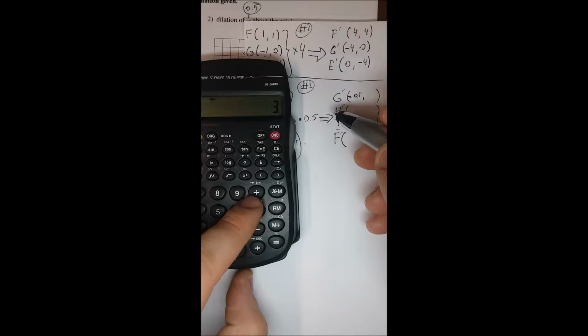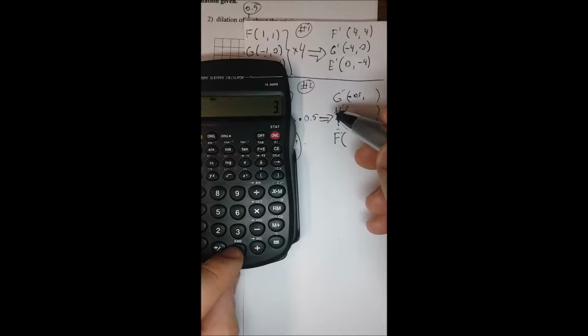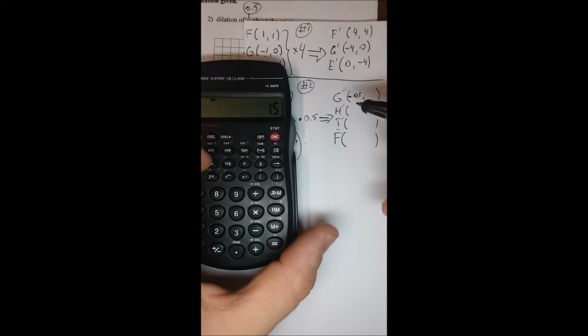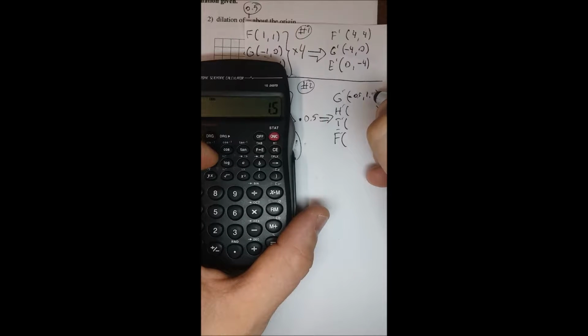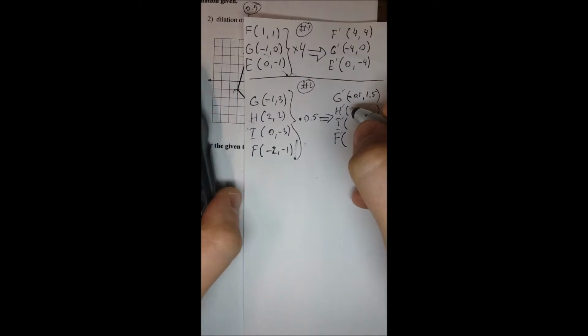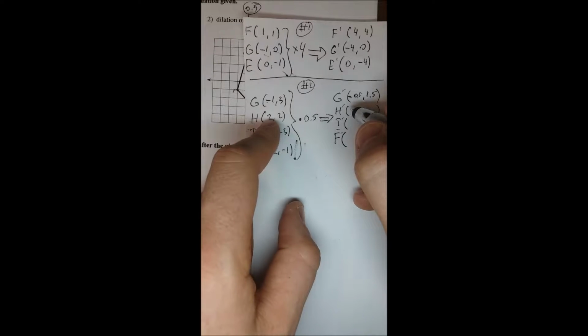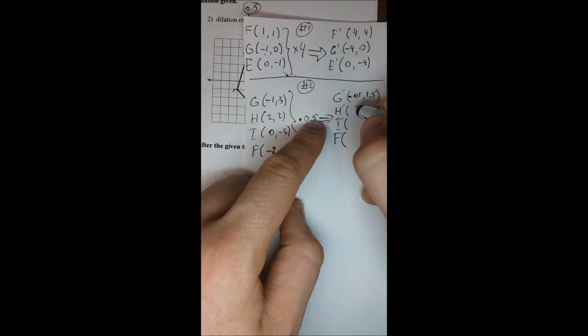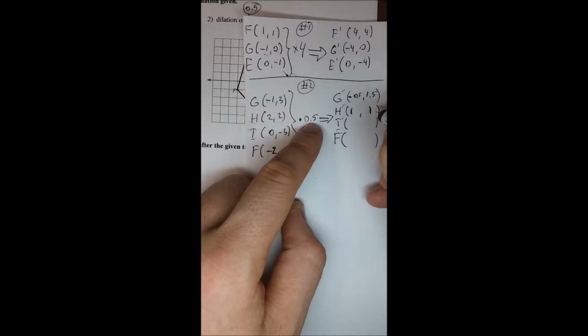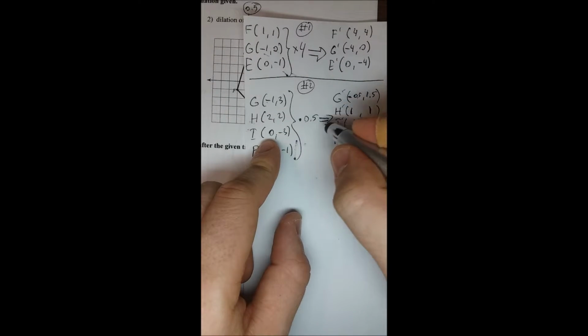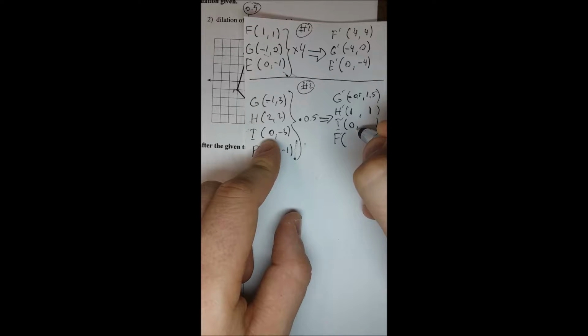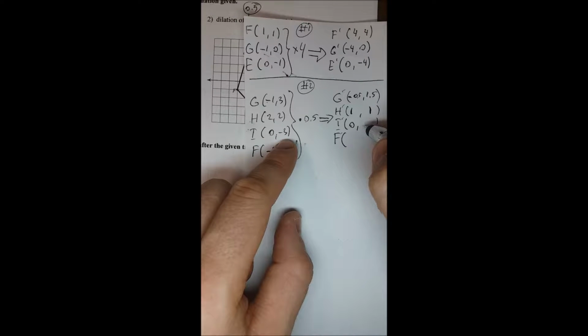3 times 0.5. The answer is 1.5. So I'm going to put it right here, 1.5. Now, H, 2 times 0.5 is 1, comma, 2 times 0.5 is 1. Now, I, 0 times 0.5, it's easy, is 0. And -3 times 0.5, well, guess what?